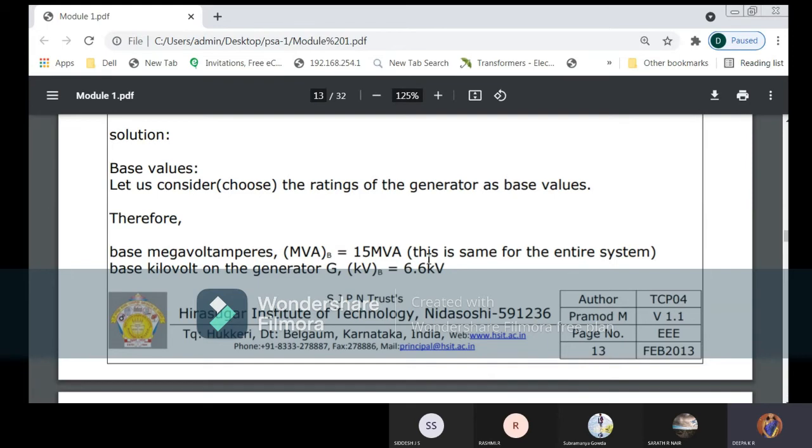I've taken it for the generator. Should I take it for the transmission line? Should I take it for the transformer? No confusion. Everywhere, wherever you find the term MVA new, you have to use this 15 MVA. Base kilovolt of the generator, from the problem, is 6.6 kV.